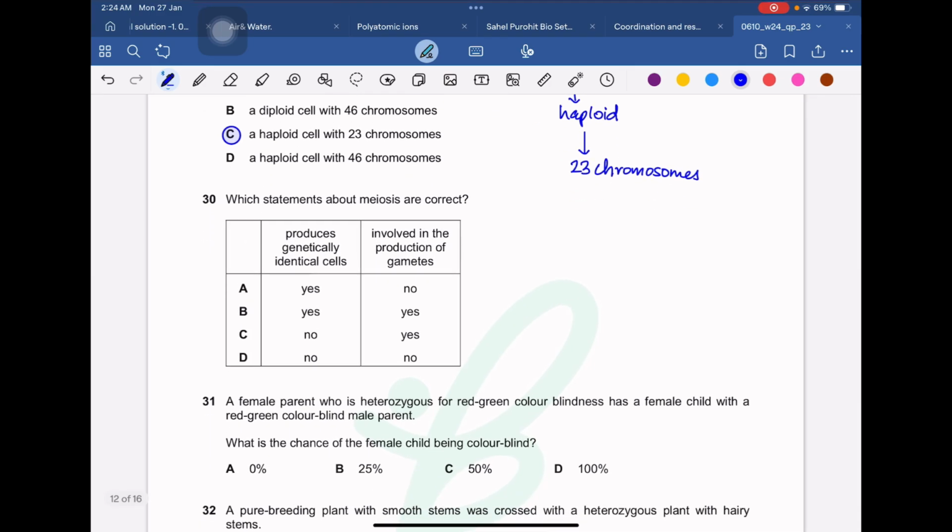Let us move on to question number 30. Which statements about meiosis are correct? First of all, let us understand meiosis. Meiosis is called reductional division, which means it will halve the number of chromosomes from the parent cell. So in that case, it does not produce genetically identical cells. So for that, the answer will be no, so options A and B are eliminated. Involved in production of gametes, that is true because meiosis always results in formation of haploid cells. So that's why the answer for this will be C.